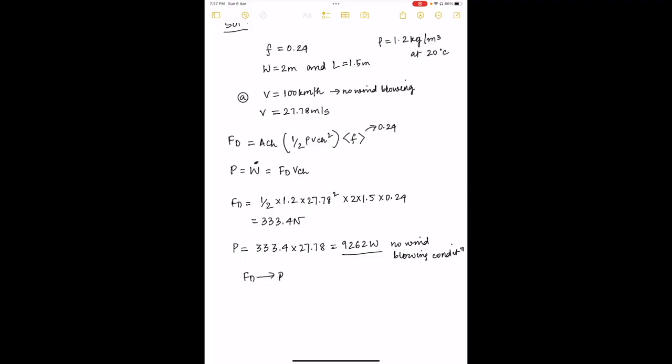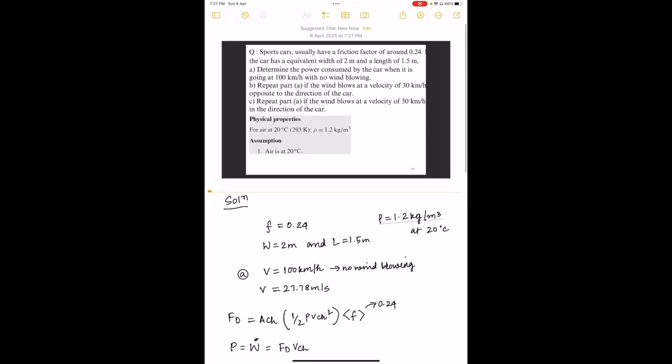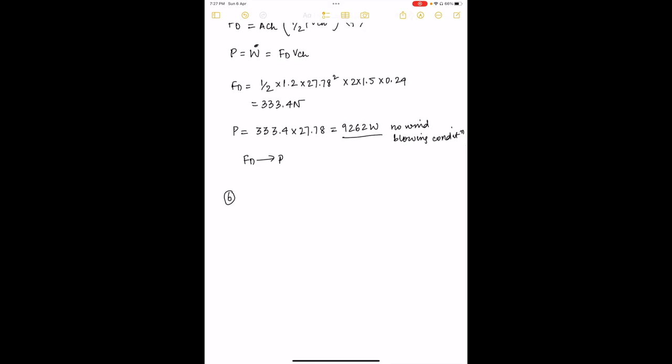Okay, now we have part B. What does part B say? Part B says, repeat part A if the wind blows at a velocity of 30 km per hour opposite to the direction of the car. So what will the characteristic velocity be? VCH equals 100 plus 30 km per hour. So we have the total velocity as 130 km per hour, that is equal to 36.11 meter per second. We have to convert everything into meter per second as the units need to be the same.